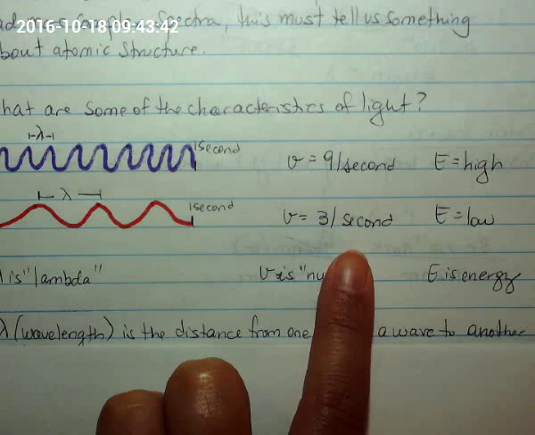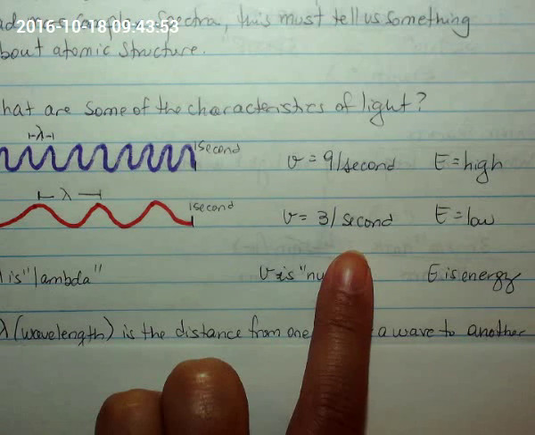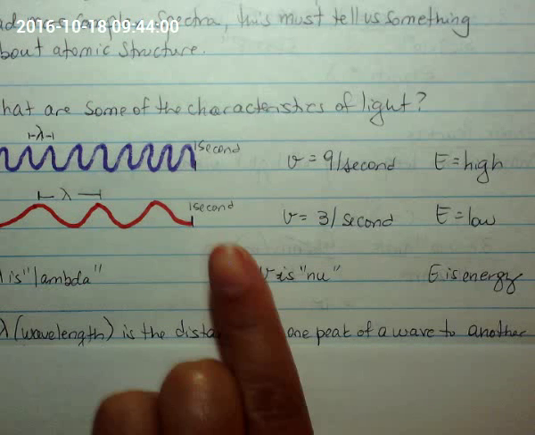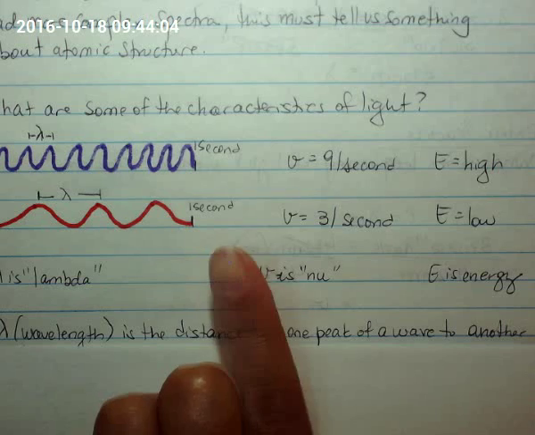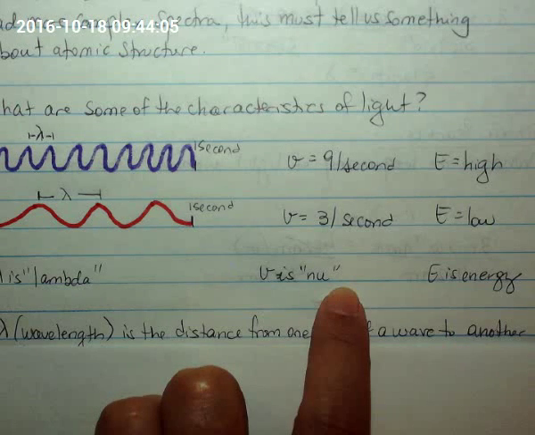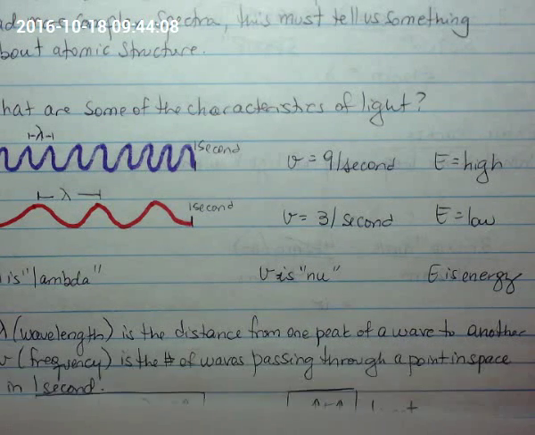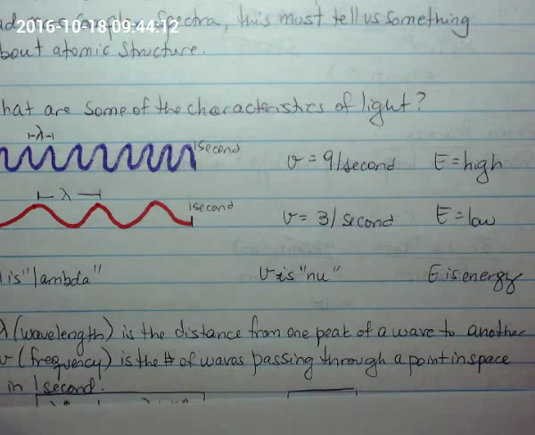Let me give you an example of this word used in the English language. So I'm an old lady. I have a small bladder. I use the bathroom frequently. What does that mean? I go often. I pee a lot, right? Often. So how often these waves pass through a point in 1 second is called what? Frequency. So nu is frequency, and it's the number of waves that pass through a point in space in 1 second.